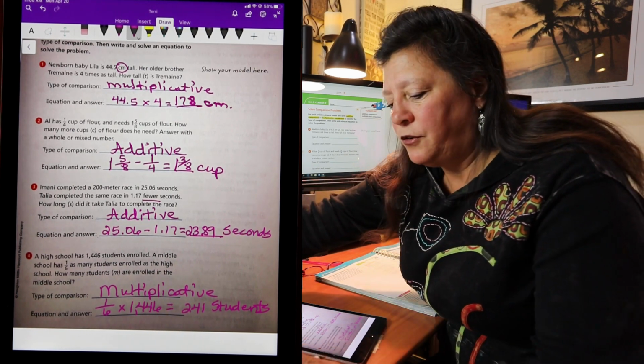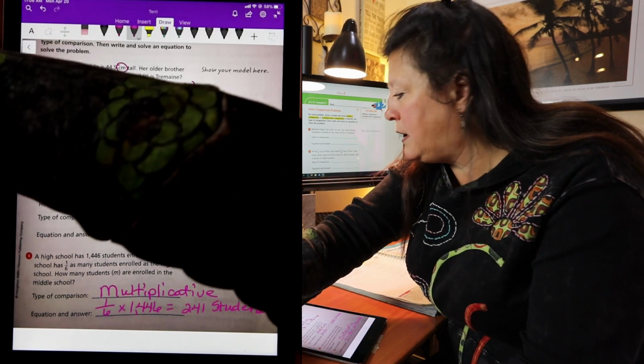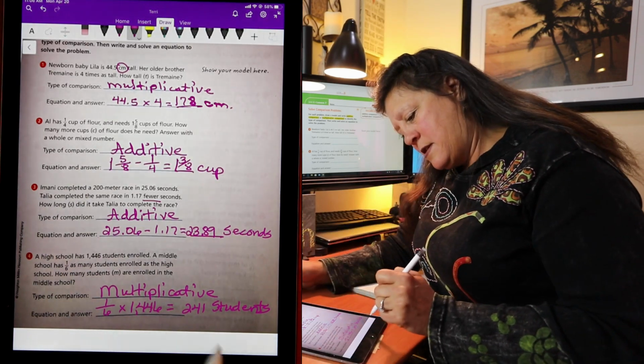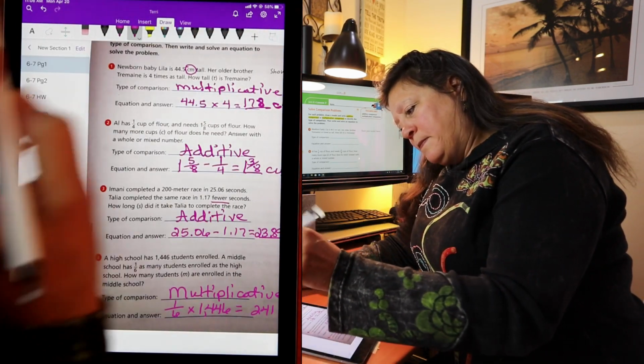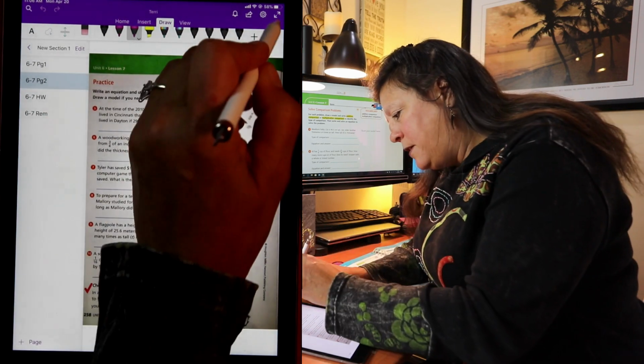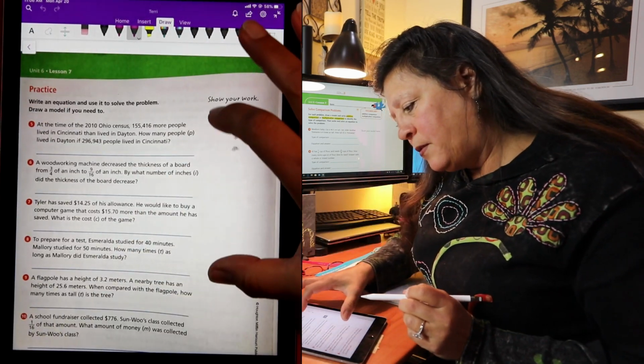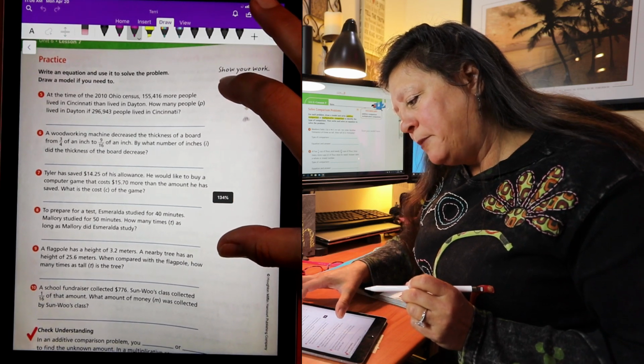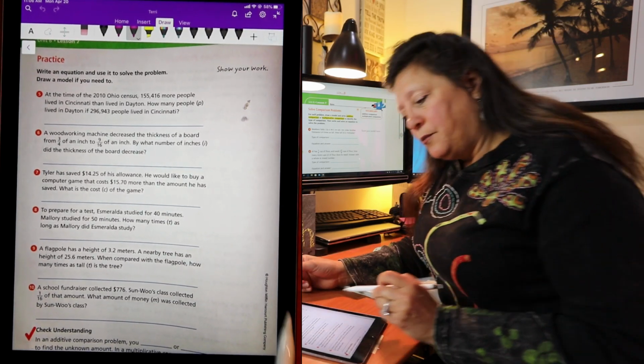All right, let's go ahead and turn to page 258. Do a couple of these problems here. Write an equation, use it to solve the problem, draw a model if you need to.